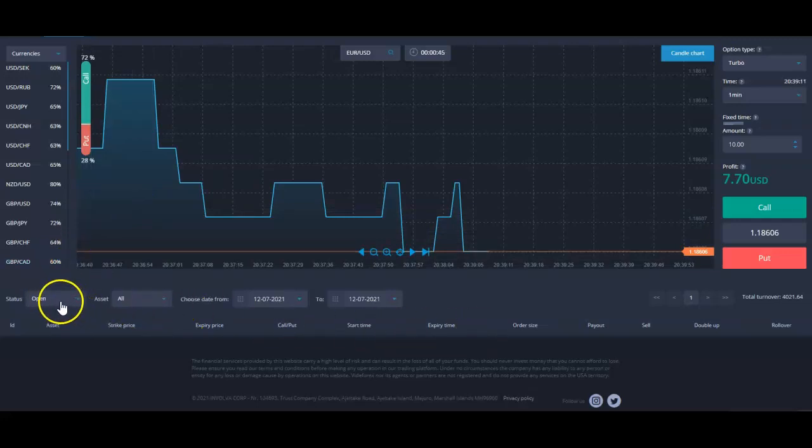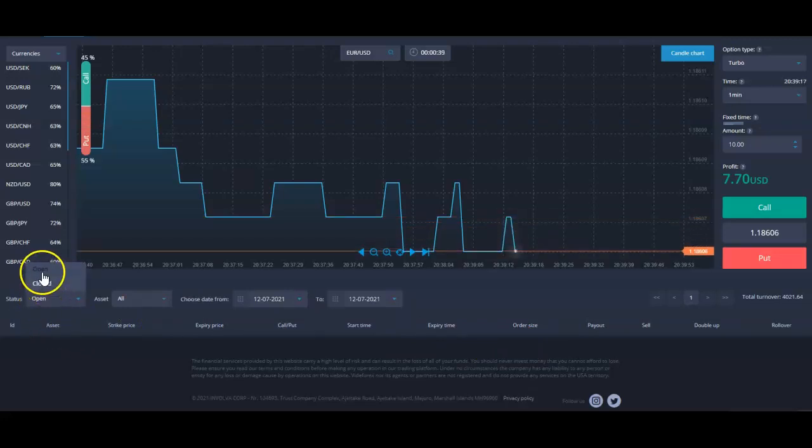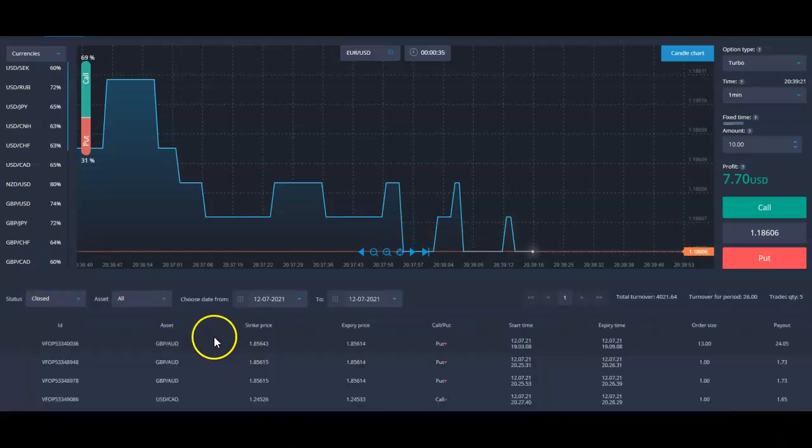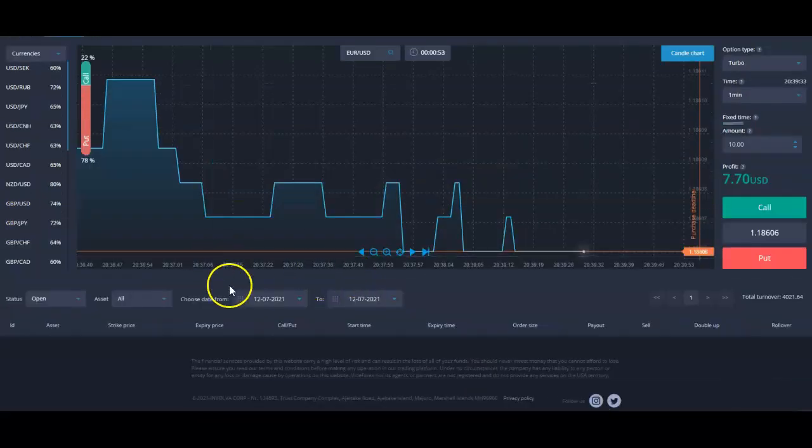So another thing real quick, if you want to check your trade history, if you're not sure if you won or lost a trade, right here where it says open, the blue arrow down, you can click closed, and then you can see all the trades that you've taken. Well, since we've been live on this demonstration, we took 1, 2, 3, 4, 5 trades. We went 4 and 1. Pretty cool, pretty cool. Now choose date from, right? If you want to go back further, you can, you know, choose whatever date you want to look from.